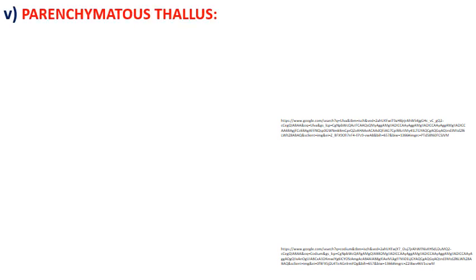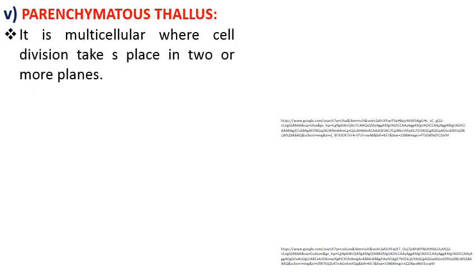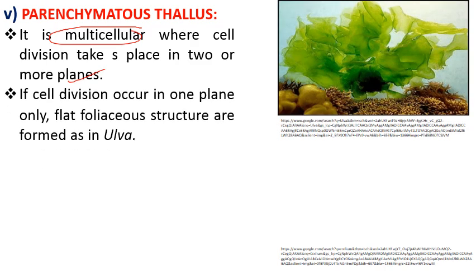Next comes the Parenchymatous thallus. So it is a multicellular thallus where cell division takes place in two or more planes. If the cell division occurs in one plane, then it will form a flat foliaceous structure. Foliaceous means leaf-like structure. जब एक ही डिवीजन में सेल डिवाइड करते हैं, they will form this flat leaf-like structure. For example, we have this one that is Ulva, or this is commonly known as sea lettuce.